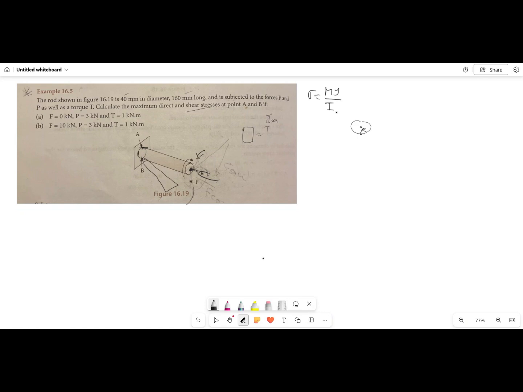So in simple way, y is simply the radius of your rod. If you are given diameter 40, definitely my y should be 20. I hope I'm making sense.